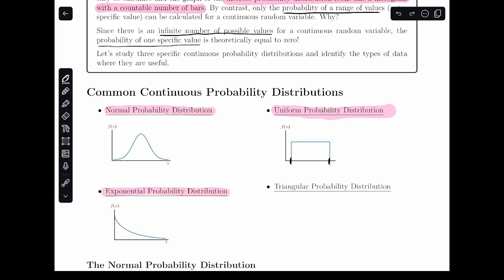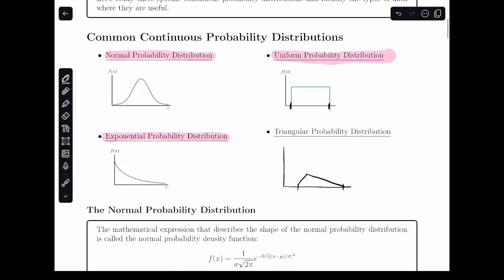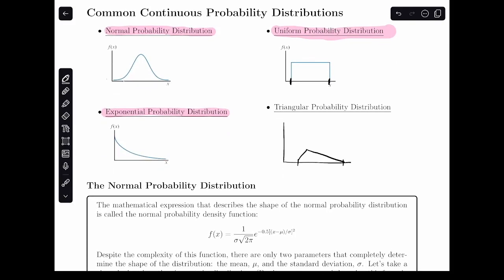And then we also are going to talk a little bit about something called the triangular probability distribution. This is where we have some sort of triangular curve like this picture right here. And so we're going to start talking about the normal distribution. This is something that you've seen in previous courses, but I think it's good to review.